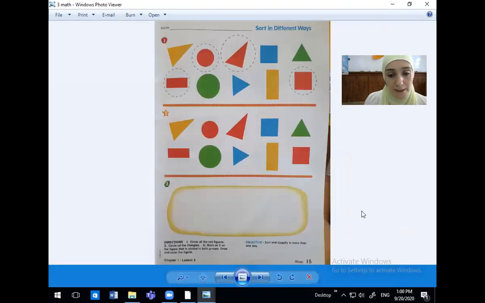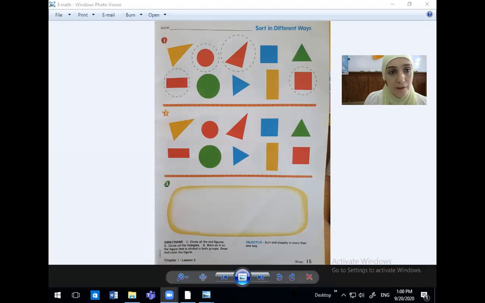So in our next page, page 15, sheet number 3, and the first exercise, the first task, circle all the red figures. And here it is nearly done for you to show you how to do it. So now we are sorting by color. We need to find all the red figures. So do it, and I will do it here.